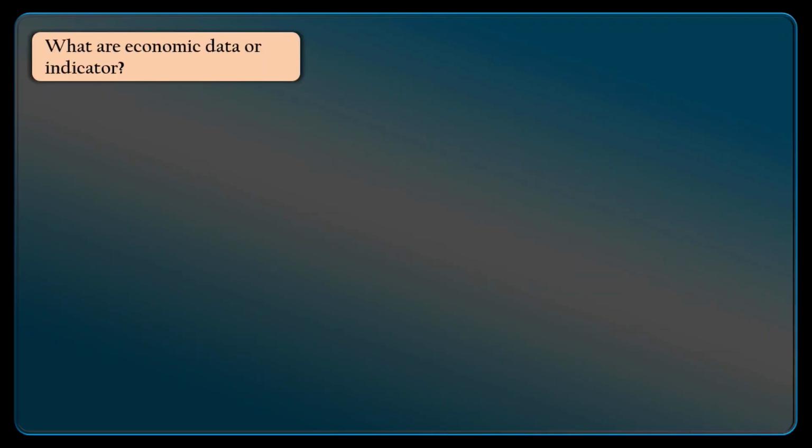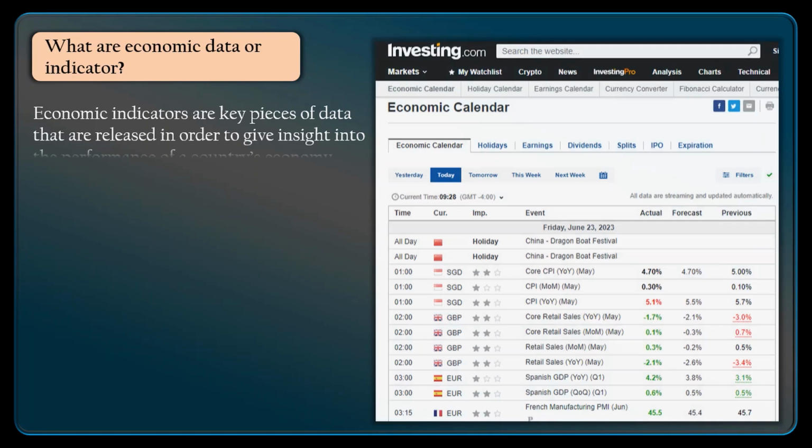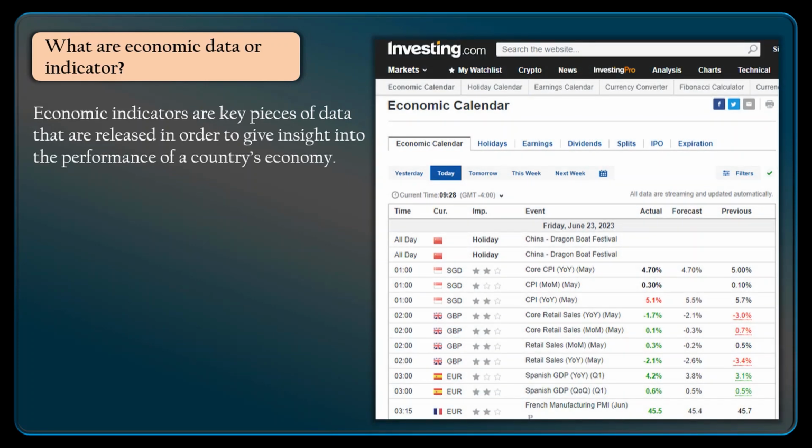What are economic data or indicators? Economic indicators are key pieces of data that are released in order to give insight into the performance of a country's economy. As we mentioned earlier, all our analysis in this trade was totally based on technical tools and elements. We have not considered any fundamental data or factors. Fundamental analysis is very important because it might affect the entire trend. So at the date or time that the economic data are released, we have to close all our open positions and not approach any new trade until the data is released and the market turbulence subsides and calms down. So this is very important.